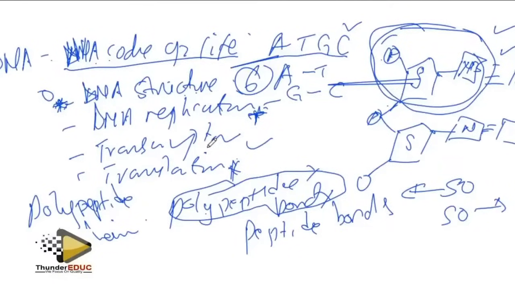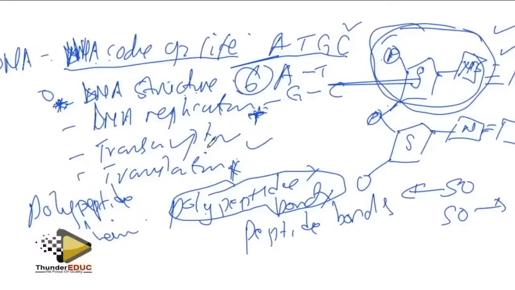Then, in transcription and DNA replication, we also have a few similarities. In DNA replication the DNA double helix unwinds, and also in transcription the DNA double helix unwinds. Weak hydrogen bonds break, and also here weak hydrogen bonds break. If they are looking for the similarities, you are able to answer that.